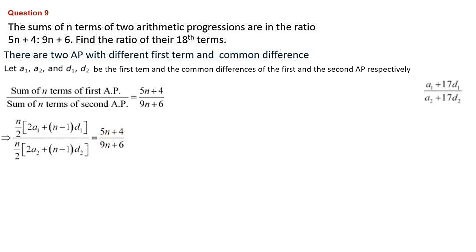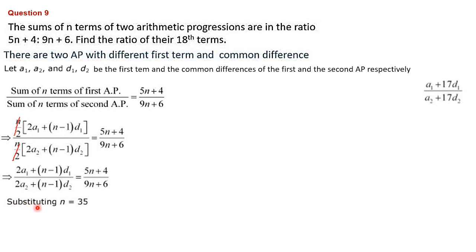Here we can cancel n by 2 and n by 2, which are common. That means 2a1 plus n minus 1 into d1 by 2a2 plus n minus 1 into d2 is equal to 5n plus 4 by 9n plus 6. Now substitute n equal to 35. Why are we putting n equal to 35? Because 35 minus 1 is 34, and if you take 2 common from 34, 34 divided by 2 is 17. So we will get 17 d1.